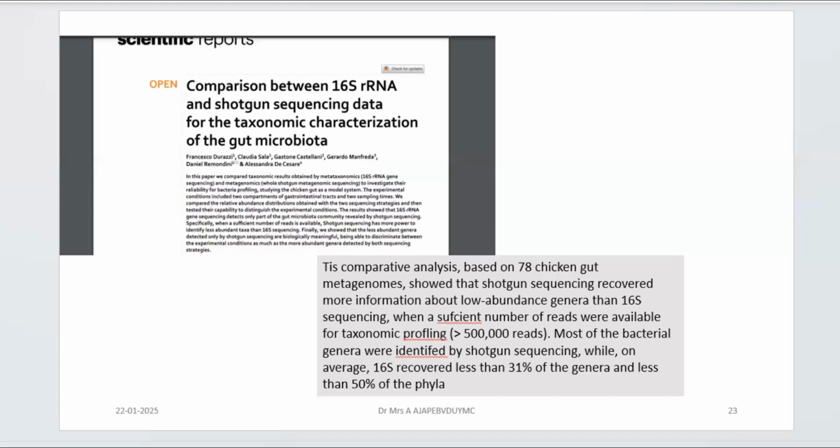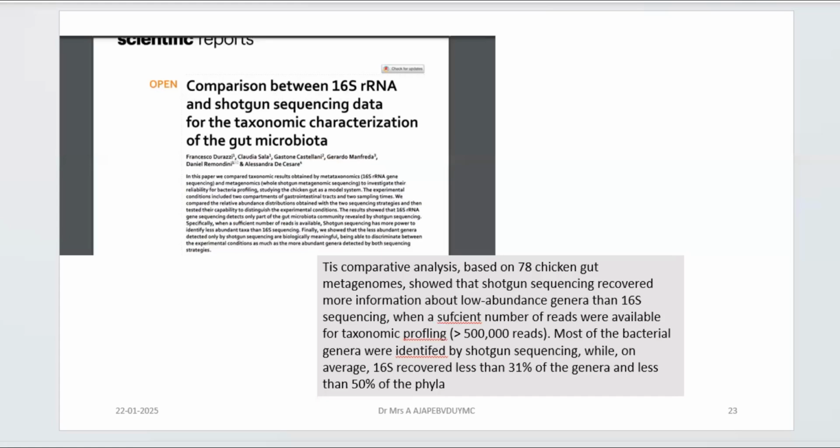What is the outcome? What is the difference? Actually, the microbial system is the same. It is gut microbiota. So whatever bacteria are there, they will be represented by 16S rRNA sequencing if you do it, and the same should be represented when you are doing shotgun sequencing. But this is not the story.